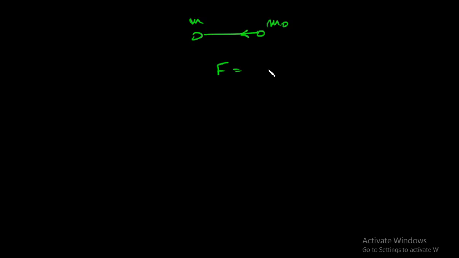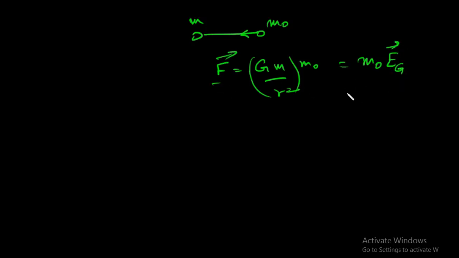We can also write this as F equal to G M M naught by R square. This was E, so we can write this as M naught times E. So F becomes M naught times E, where E is the gravitational field. From now onwards I am using E. This is the gravitational field. I am writing this down specifically.